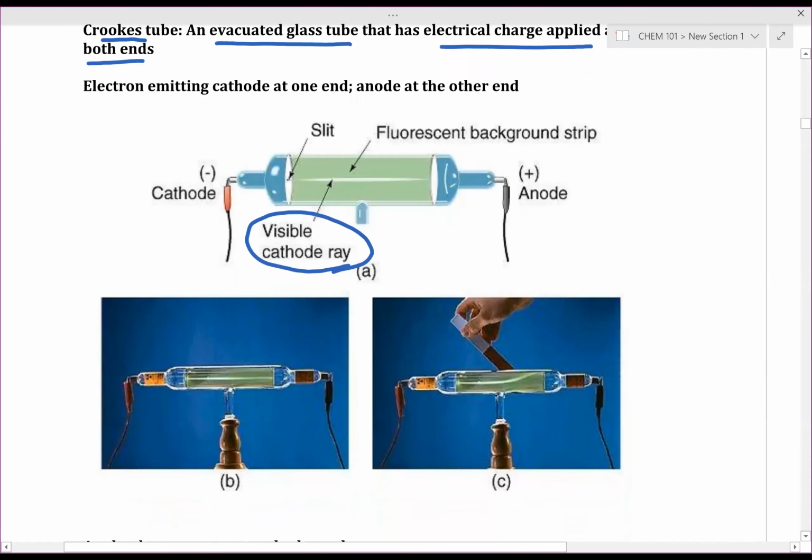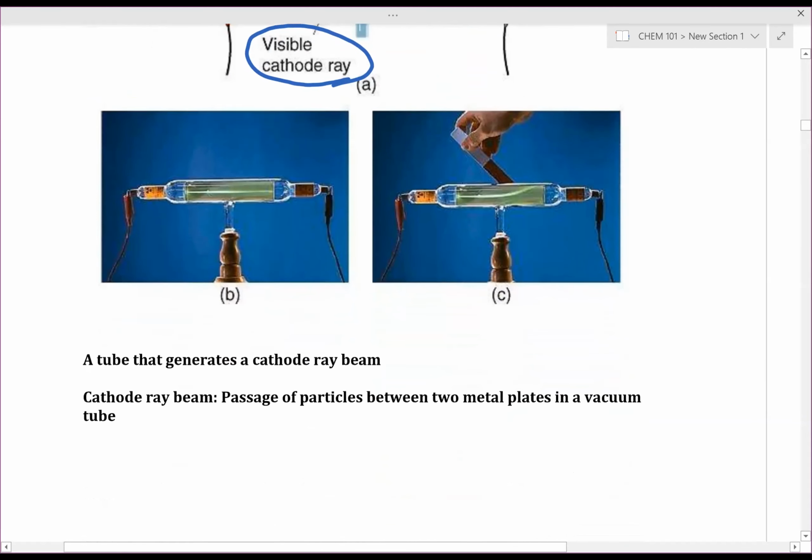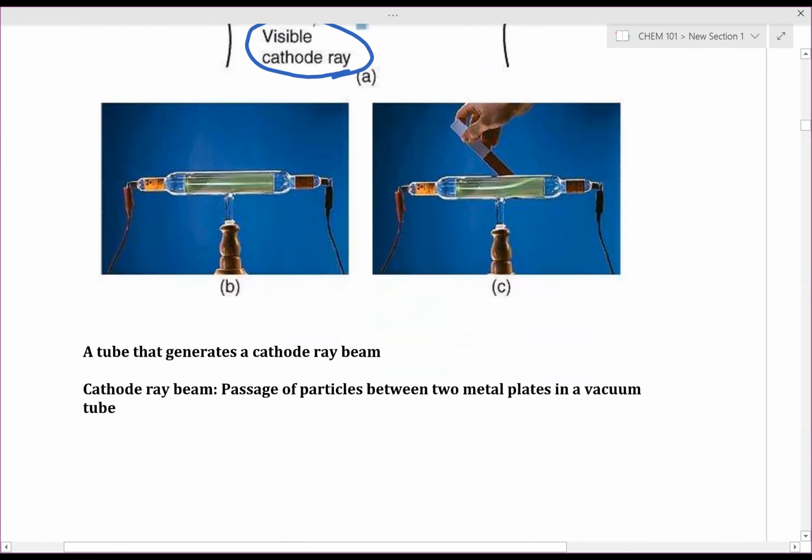So, now, a cathode ray beam is a passage of particles between two metal plates in a vacuum. Why is this important? Well, these little particles are actually electrons.